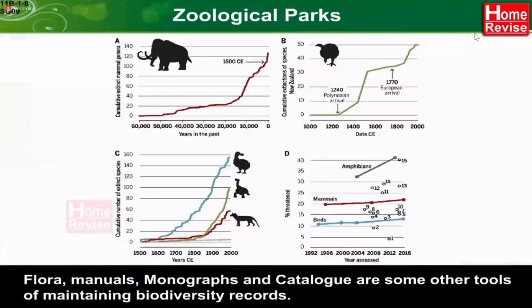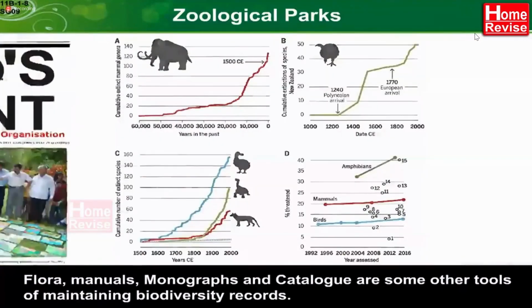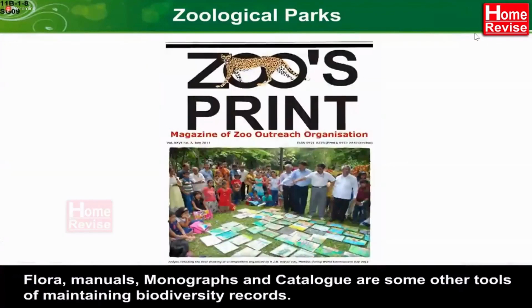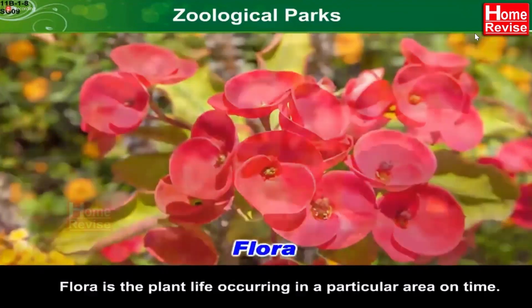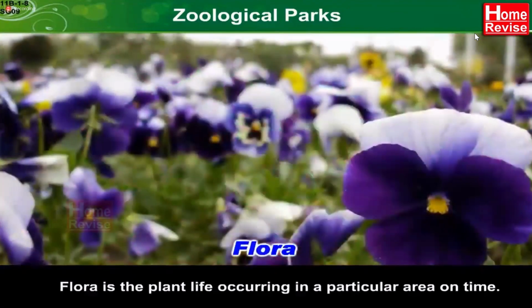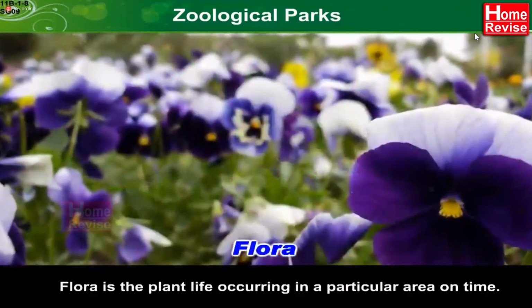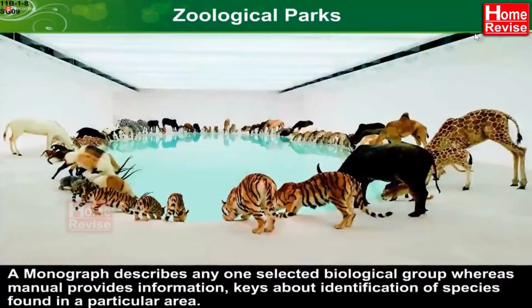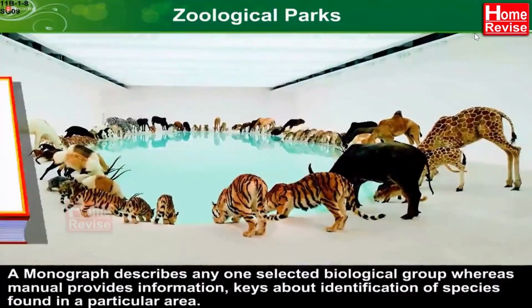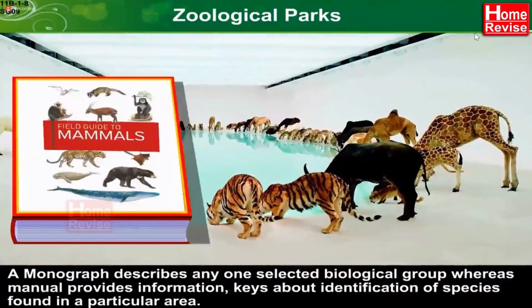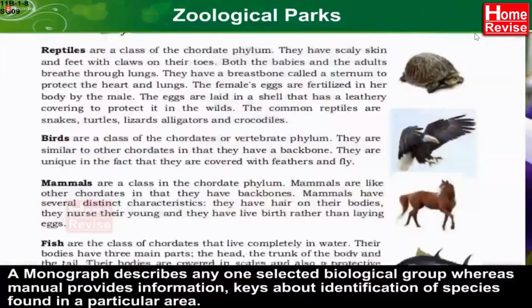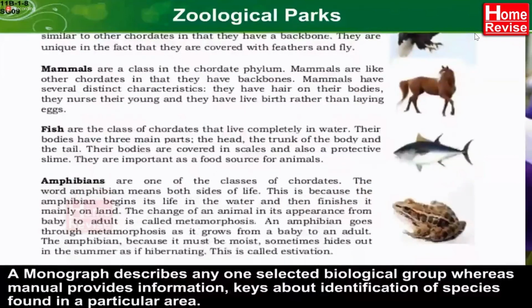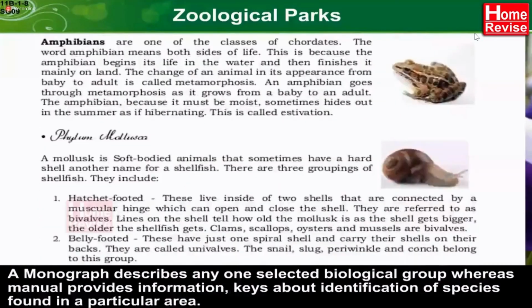Flora, manuals, monographs, and catalog are some other tools of maintaining biodiversity records. Flora is the plant life occurring in a particular area at a given time. A monograph describes any one selected biological group, whereas a manual provides information, keys for identification of species found in a particular area.